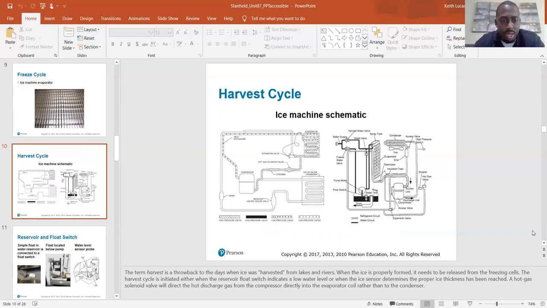Harvest cycle. The term harvest is a throwback to the days when ice was harvested from lakes and rivers. When the ice is properly formed, it needs to be released from the freezing cells. The harvest cycle is initiated either with the reservoir float switch, which indicates a low water level, or when the ice sensor determines the proper ice thickness has been reached.